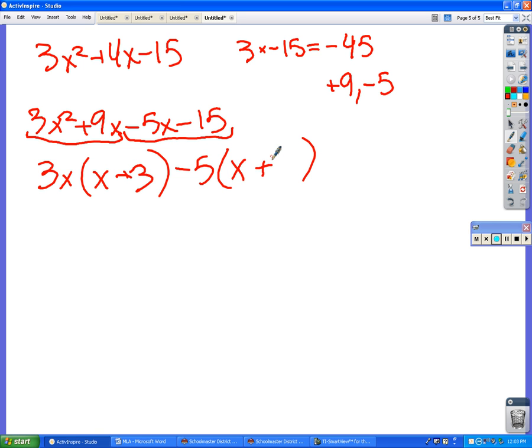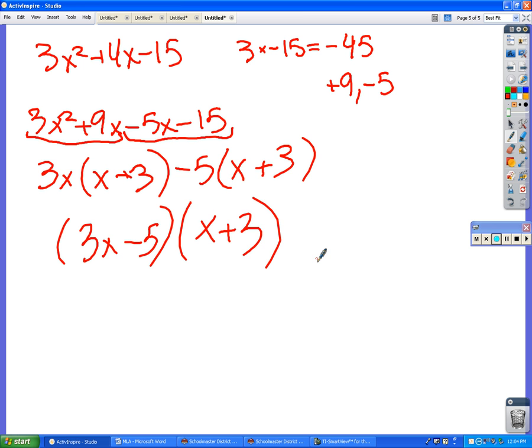What do you notice is true about these things in parentheses? They're the same. Always. And if you do it correctly, it's always going to work out that way. So my final answer is the stuff outside of the parentheses, which is 3x minus 5, times the stuff inside the parentheses, which is x plus 3.